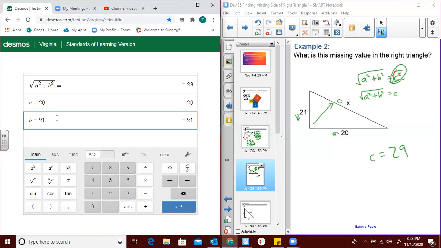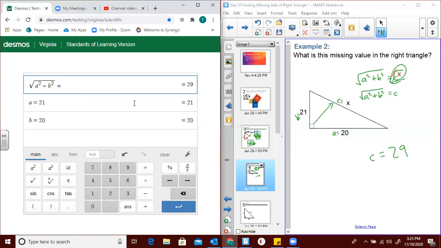Let me show you another thing I've been talking about with a and b, and how it doesn't really matter which one's which. It will at a certain point, and I think it will today. But let me put in 21 for A, and I'll put 20 in for B. I get the same answer. I still get 29 for C, which is correct. That's because you're adding. When you're adding two numbers, it doesn't really matter what order they're in. It only really gets tricky when you're subtracting.